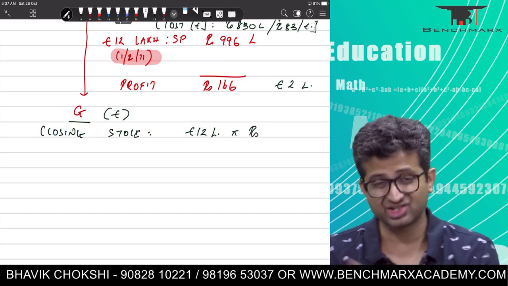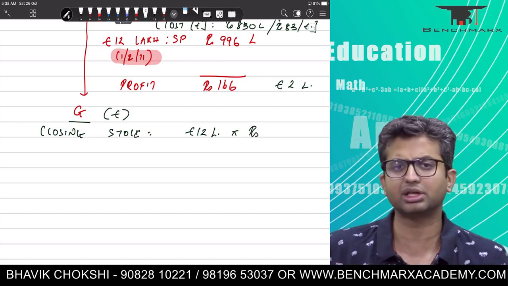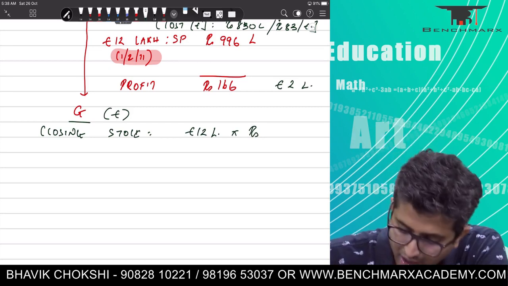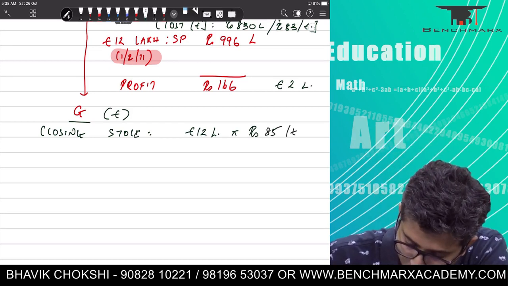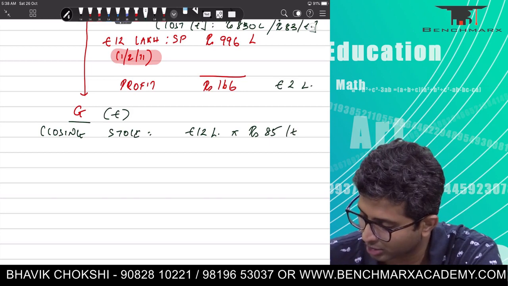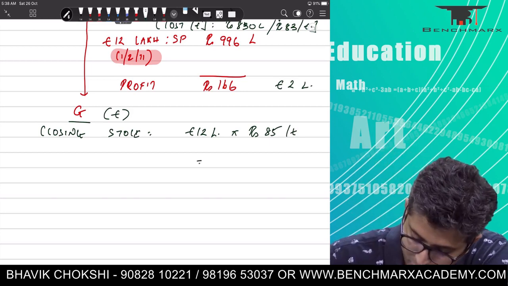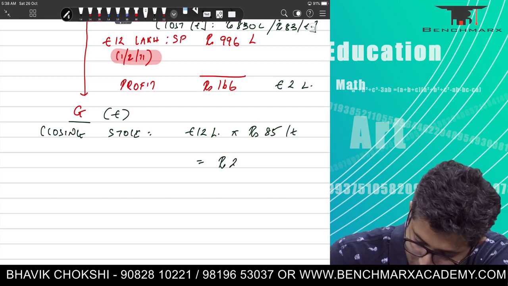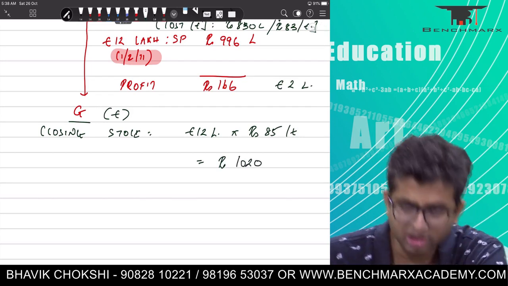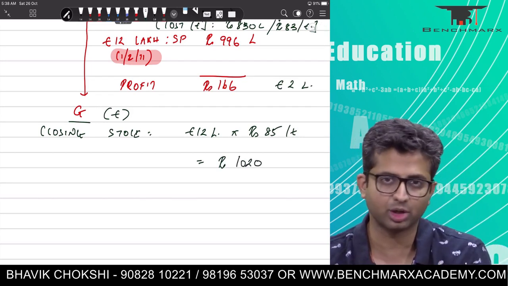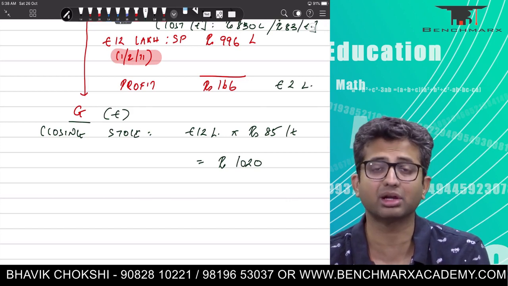And hence at the end of the year, G is a foreign operation, so if you were to translate everything into rupees, then this will be 12 lakhs into rupees 85 per euro, and hence 12 into 85 comes to around 1020. Your closing stock will appear as 1020. Now, at the time of consolidation, closing stock will appear at 1020. However, there might be some unrealized profit.